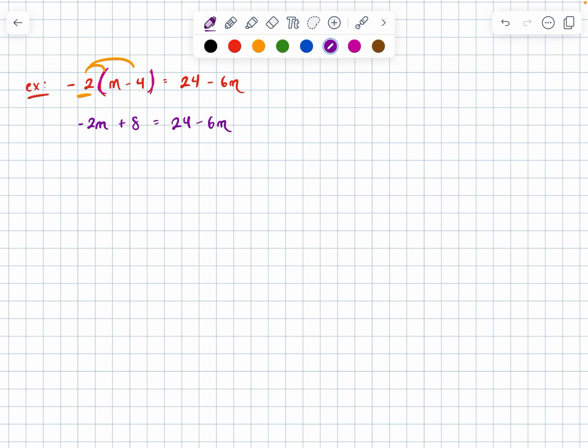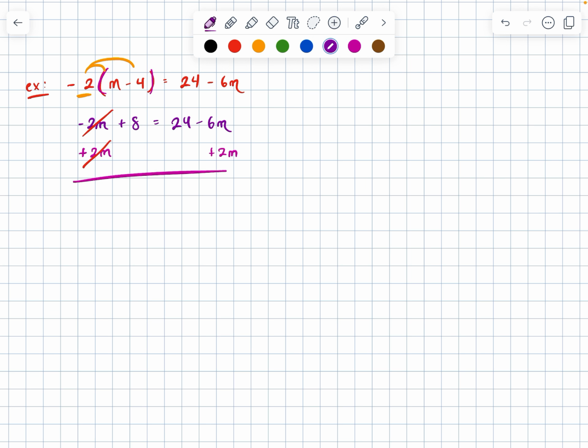And stop. Negative 2m plus 8 equals 24 minus 6m. So here, again, my goal is to get all of my m's over to one side. For the sake of practice, let's try and move them over to the right. So here I want to get rid of all the m's on the left. Well, I see a negative 2m. To undo negative 2m, I should probably use a positive 2m. So I'll add 2m to both sides.